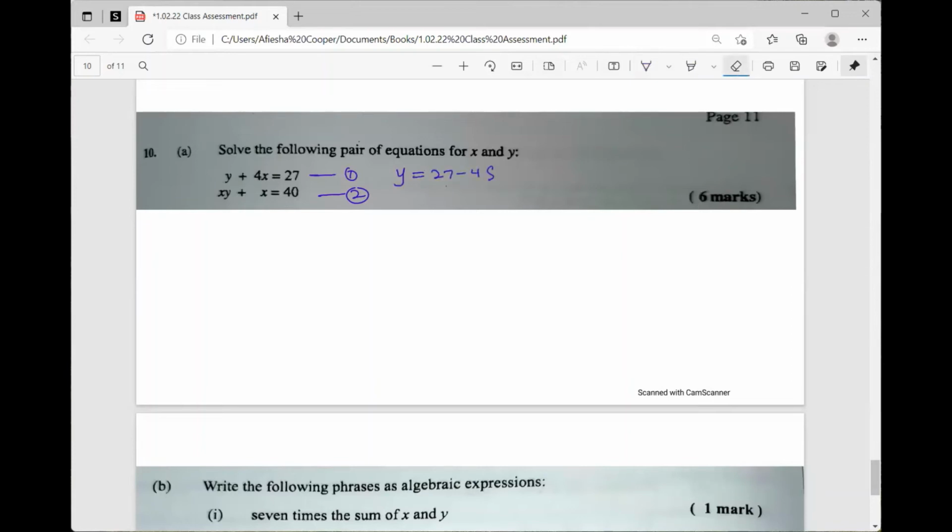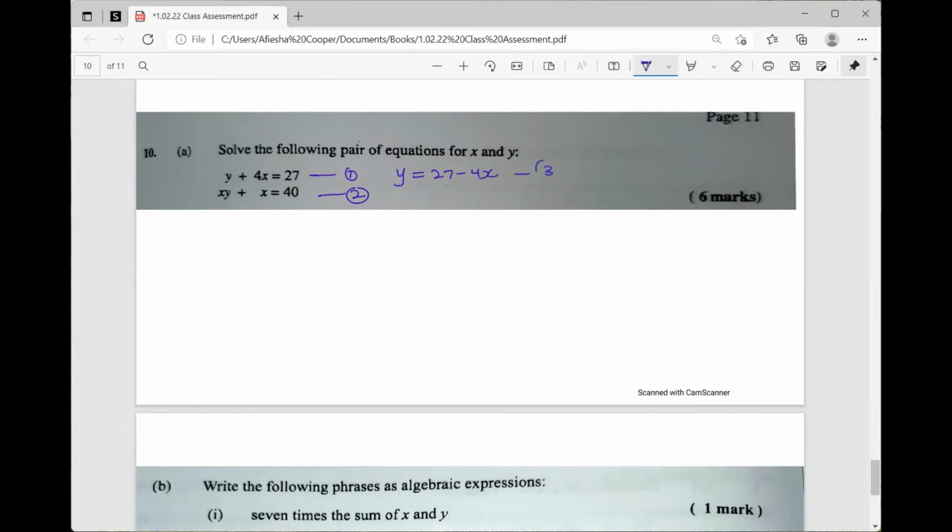You could also do it for the other one, right? You could do it for any one. Yeah, I was trying to erase it. We could have also done this: x is equal to 40 minus xy. Right? Any one is fine. But of course, number 1 is easier. All right, so what do we do now?